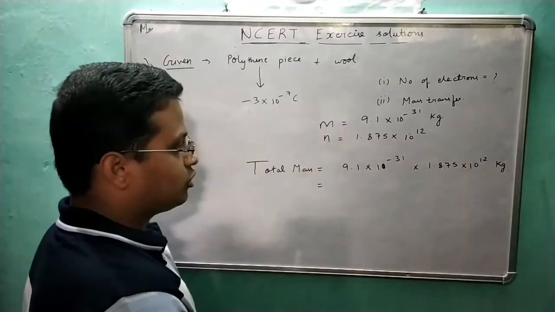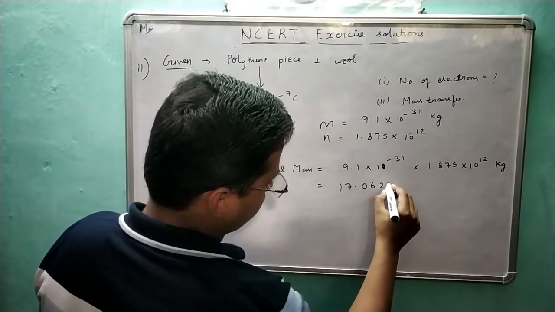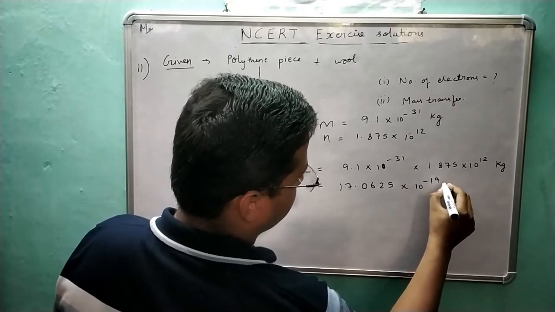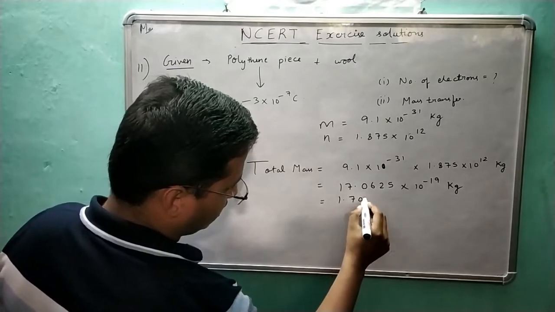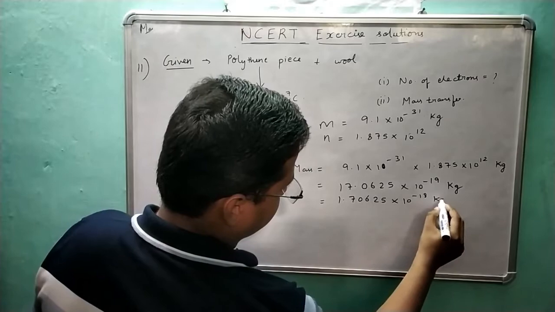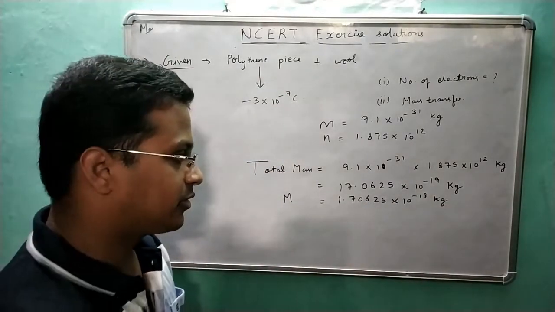kg. So the total mass is 17.0625 into 10 to the power minus 19 kg. And if we want to write it in scientific notation, this will become this much. This is the total mass that has been transferred. Alright.